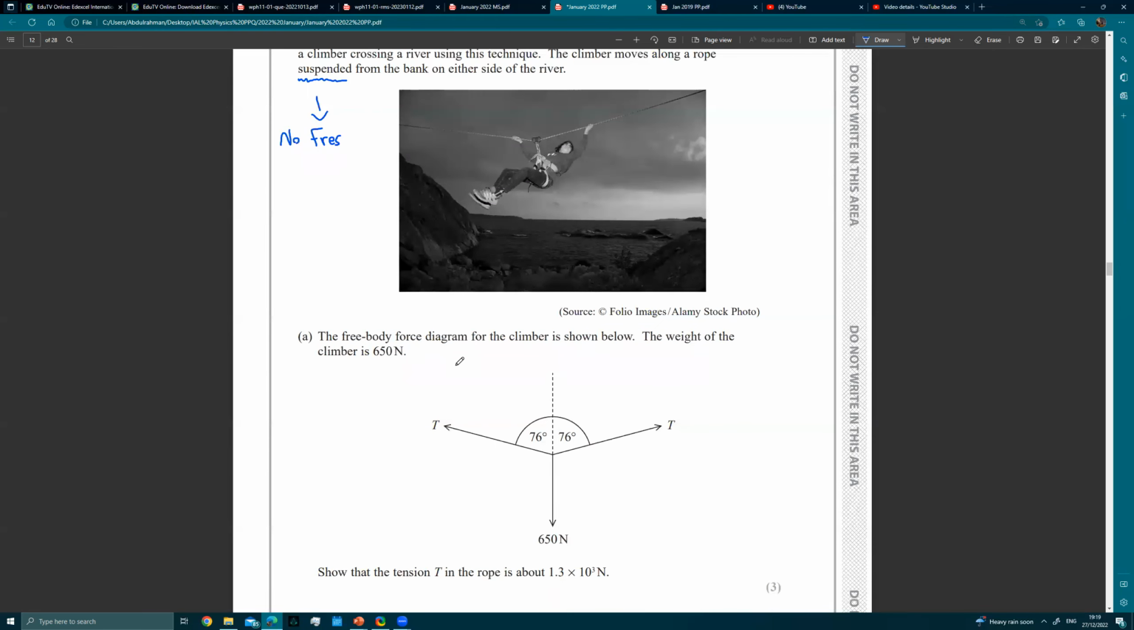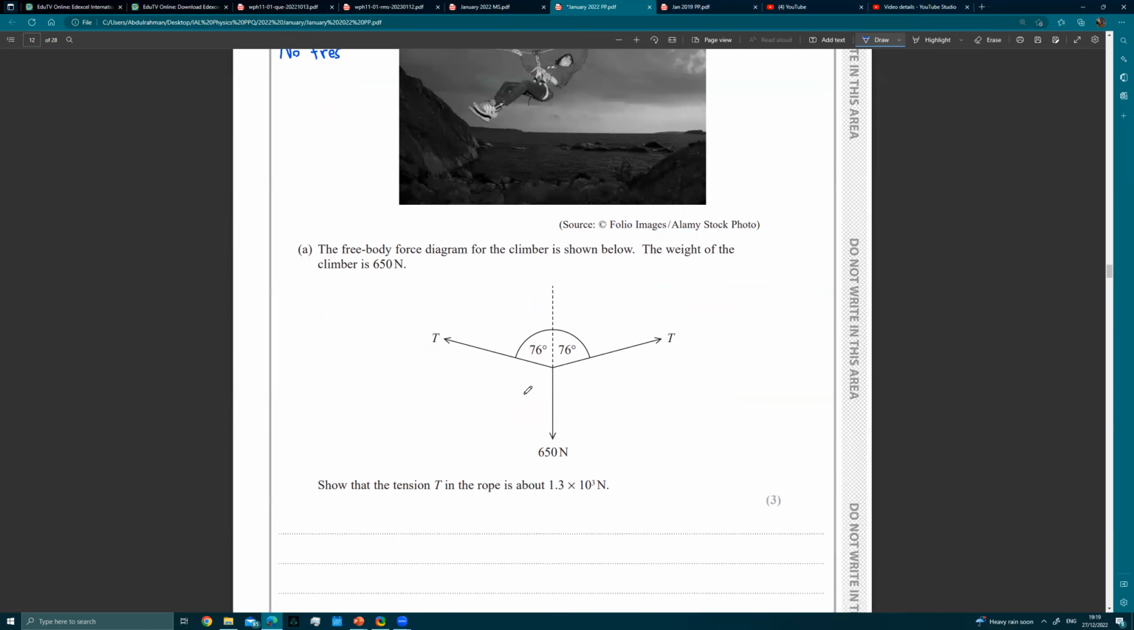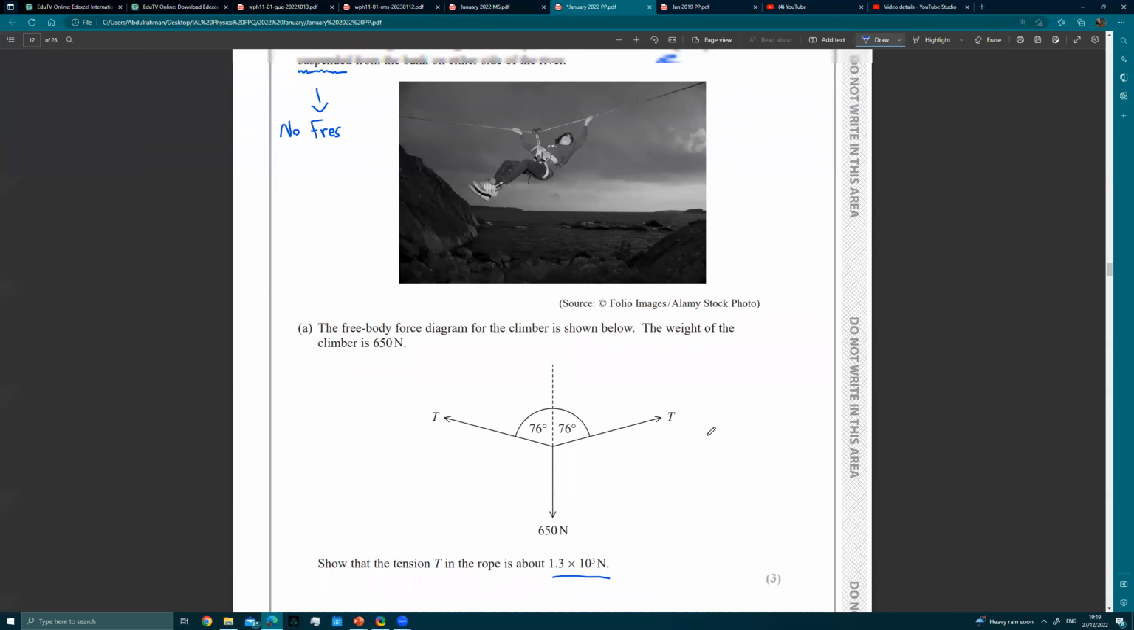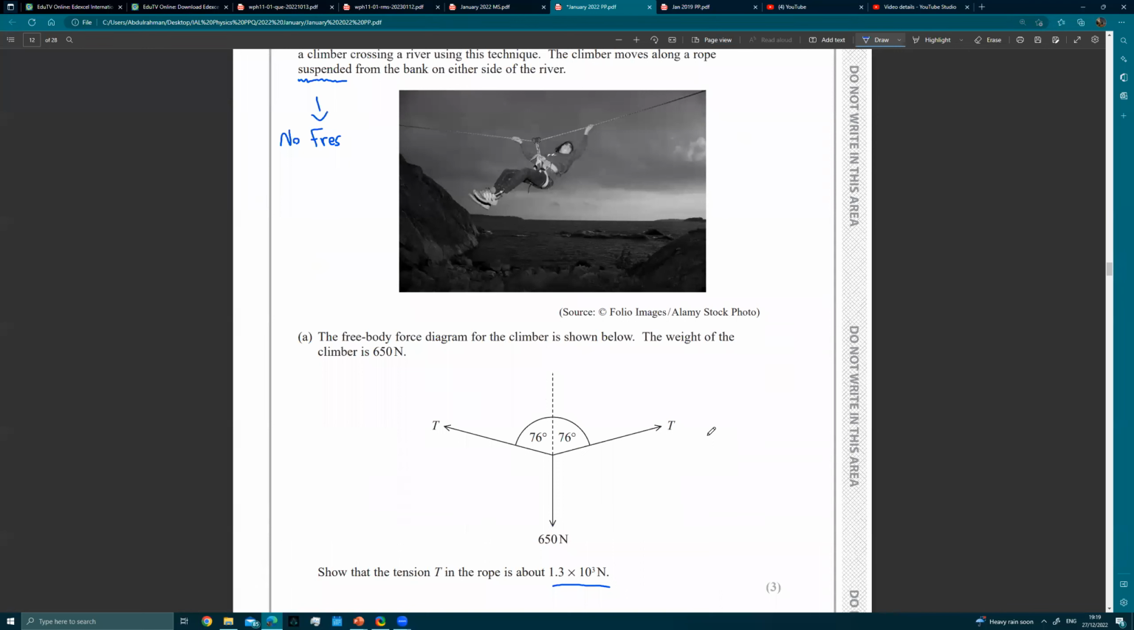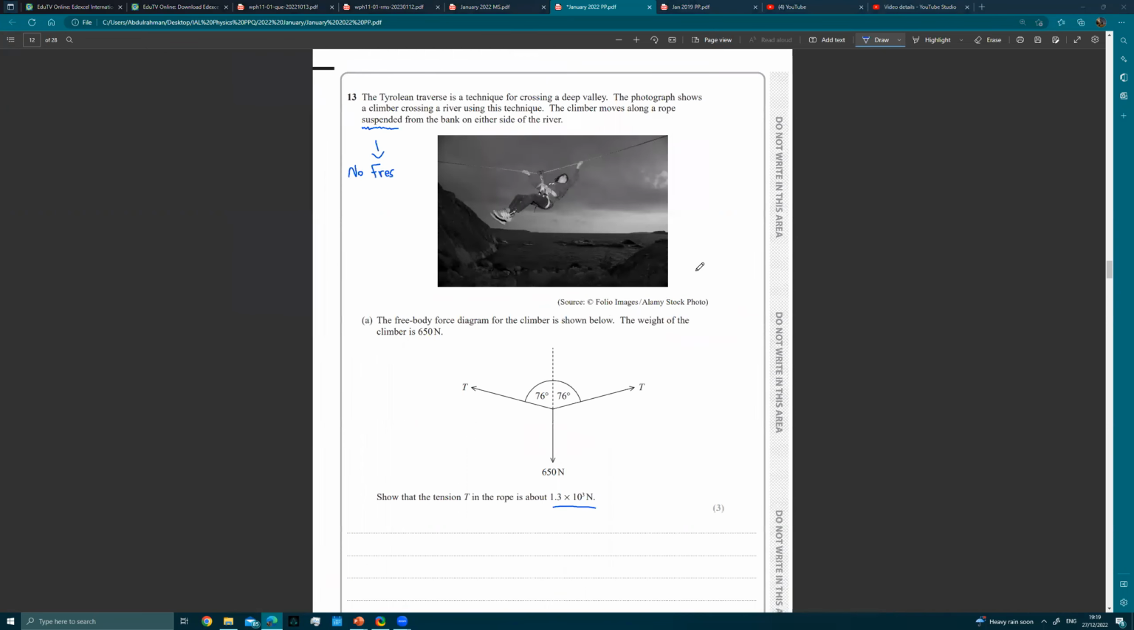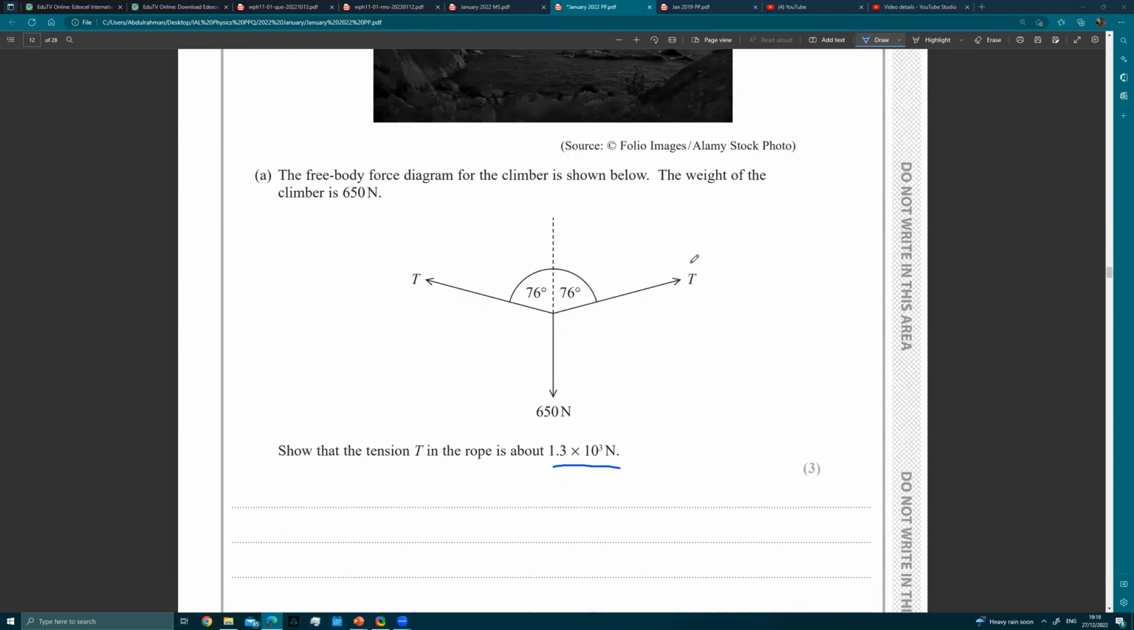The free body force diagram for the climber is shown below. The weight of the climber is 650 newtons. Show that the tension is this. I'll give you 2-3 minutes. And then we'll get Muhammad to walk us through what his thoughts are. You don't actually need the information in the box. I'm just going to zoom in here.